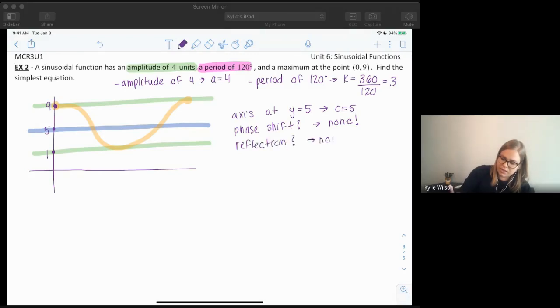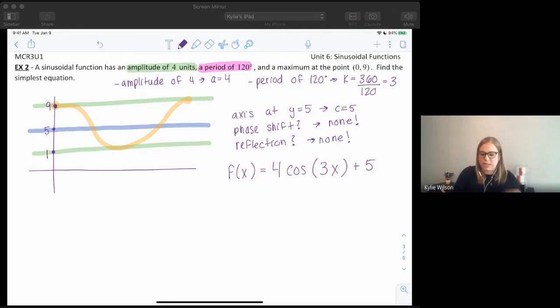So now we can write out our equation. So we've chosen cosine because we start at a maximum and go down. Our A value we found was 4, and we're doing cosine. Our K value is 3. We don't have a phase shift, so we can just put X. And then our C value is 5. So that would be our final answer.